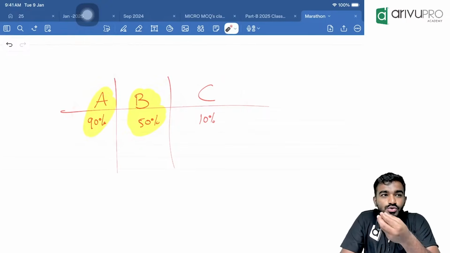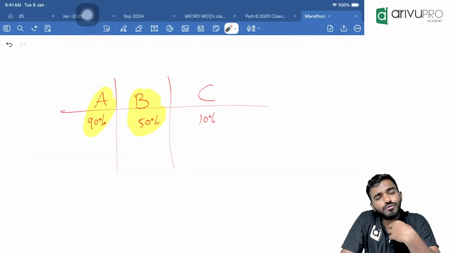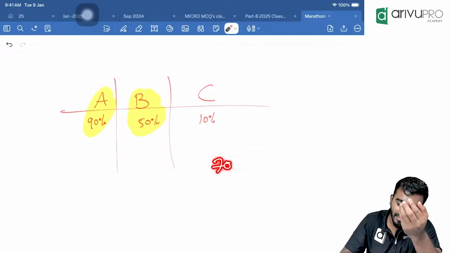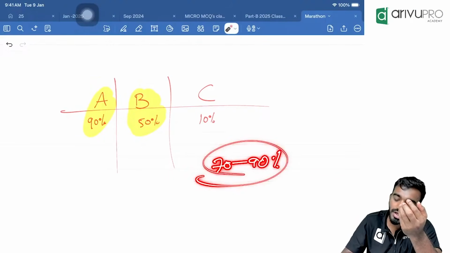That is what I say. There is no rule that 100% you will cover everything. Don't be in that assumption, don't be in that dilemma. Even if you are covering 70 to 90%, well and good.